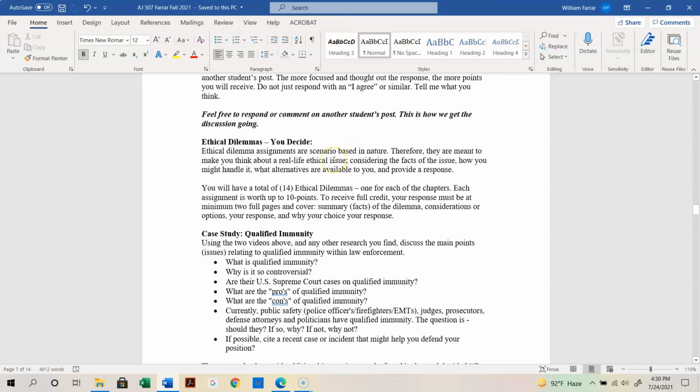The ethical dilemmas, I talked a little bit about that. These are a little scenario-based kind of situations, right? They're meant to make you think a little bit about real life ethical issues.